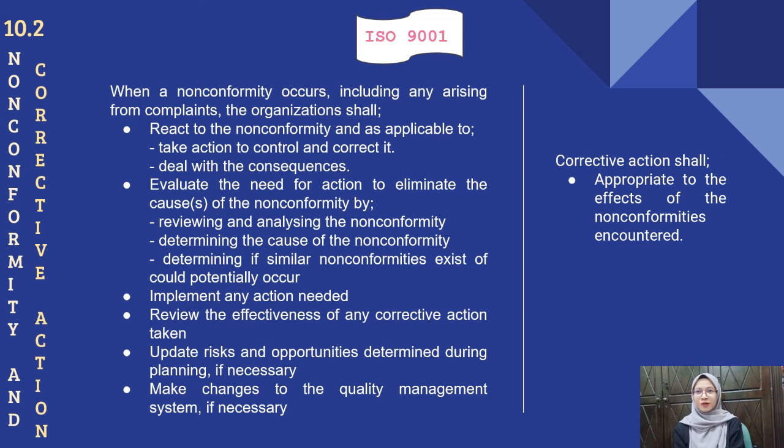ISO 9001. When a non-conformity occurs, including any arising from complaints, the organization should react to the non-conformity by taking action and dealing with the consequences. Evaluate the need for action to eliminate the causes by reviewing and analyzing the non-conformity. Then, the organization should implement any action needed, review the effectiveness, update risks and opportunities, and also make changes to the quality management system if necessary. The corrective action should be appropriate to the effects of the non-conformities encountered.